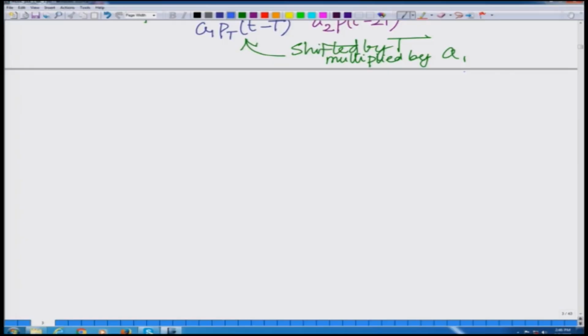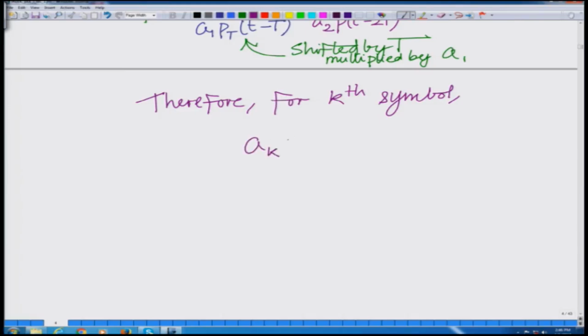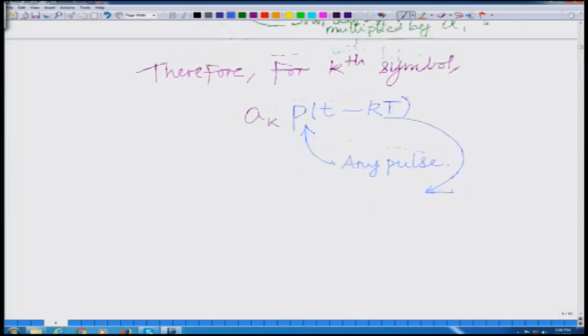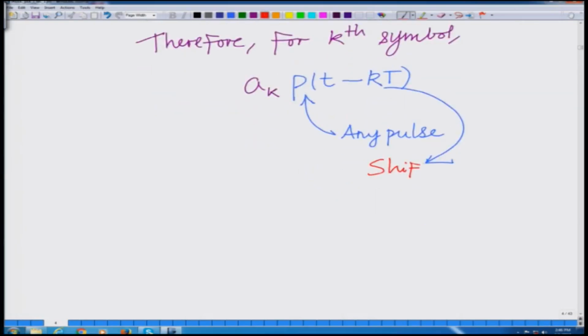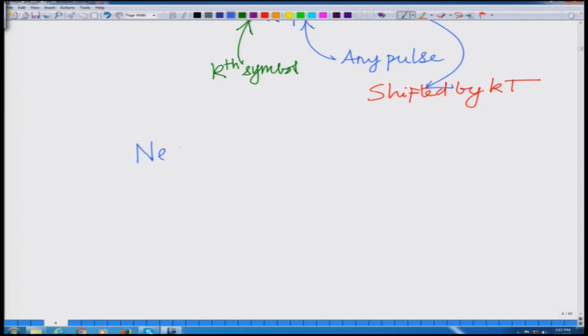So what we are observing is very simple. For the kth symbol you have ak, and the pulse, I am just calling it p(t minus kT), where p is any pulse, not necessarily p subscript T with capital T. So this is any pulse shifted by kT, where T is the symbol duration, and ak is the kth symbol.